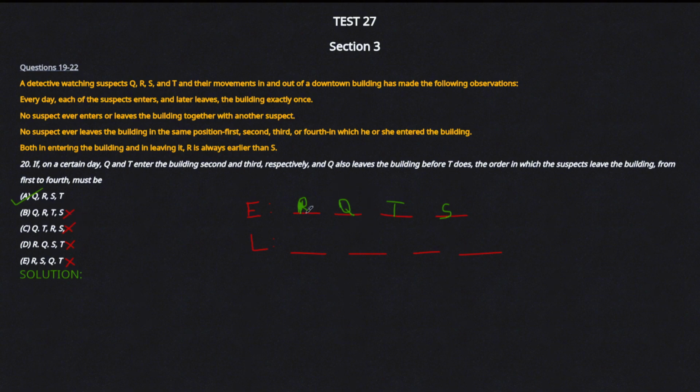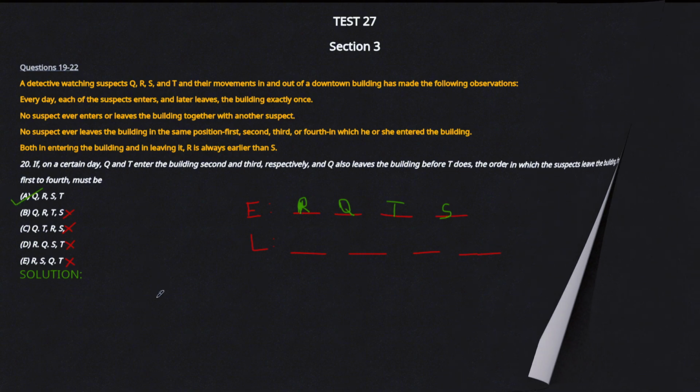QRST. Q was second, Q was first, R was first, R was second, T was third, T is last, S was fourth, S is third, and also Q left the building before T did, which is here. Q left the building before T did, and R left the building before S did. So by that logic, A is our correct answer.